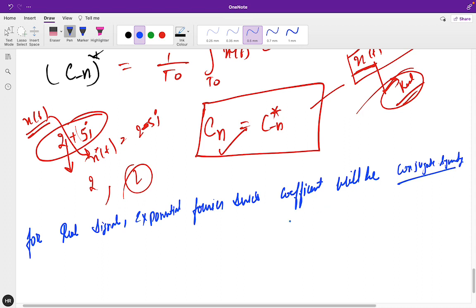Conjugate symmetry means C of n is nothing but C of minus n conjugate. This is the meaning of conjugate symmetric. Conjugate anti-symmetric means a minus sign will come.